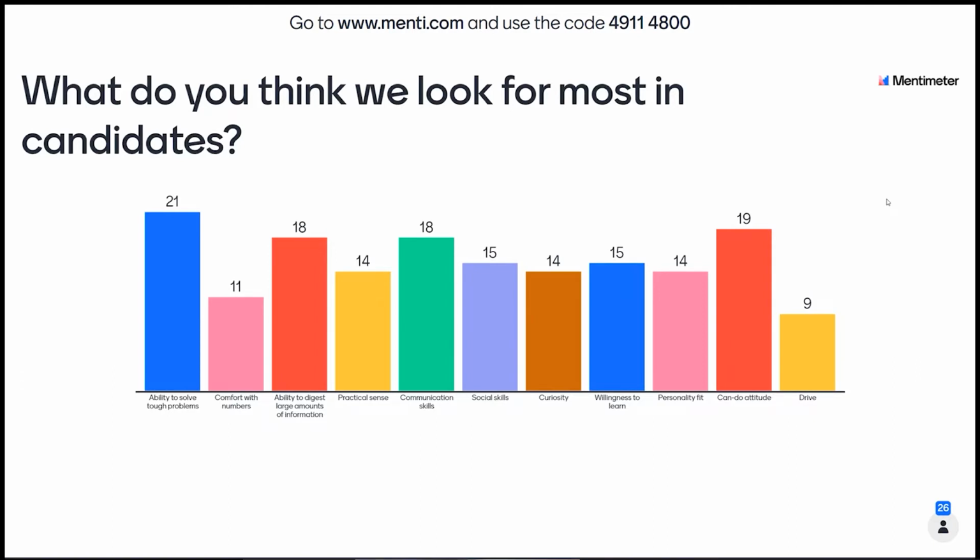Exactly. We were a bit cheeky. It was a bit misleading, since we were asking for what we look for most in candidates, but we actually look for all of these different things. We don't have a particular weighting, so it's not 10% the first one, 20% the second one. We look for all these things, and especially the first one, ability to solve tough problems. That's definitely a core consultant skill. But it's interesting that drive gets the least.